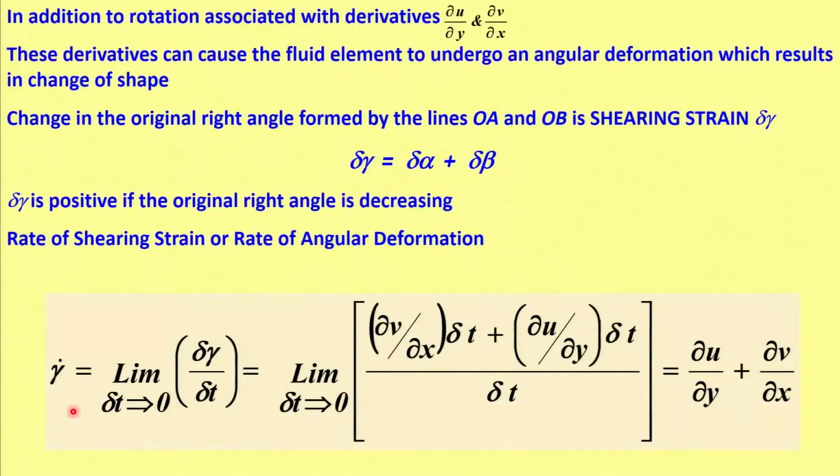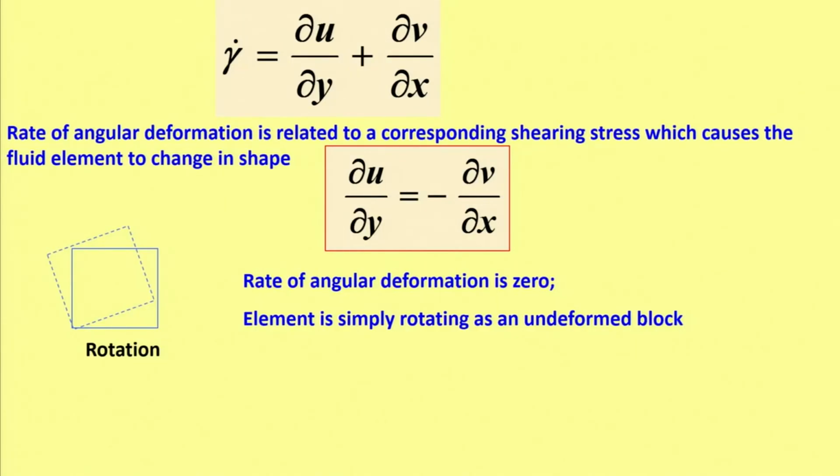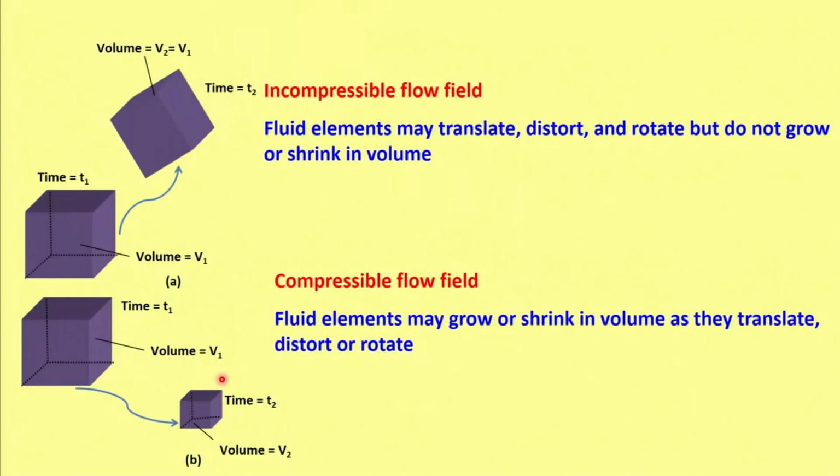So that's what I told here also, that is, if del v by del x equals del u by del y, then the rotation would be 0, but rotation would exist if they are equal with a minus sign. So both should be rotating in the same direction. So if you have del u by del y minus del v by del x, then the rate of angular deformation is 0 and the element would be simply rotating as an undeformed block. So this is what we understood as angular deformation.